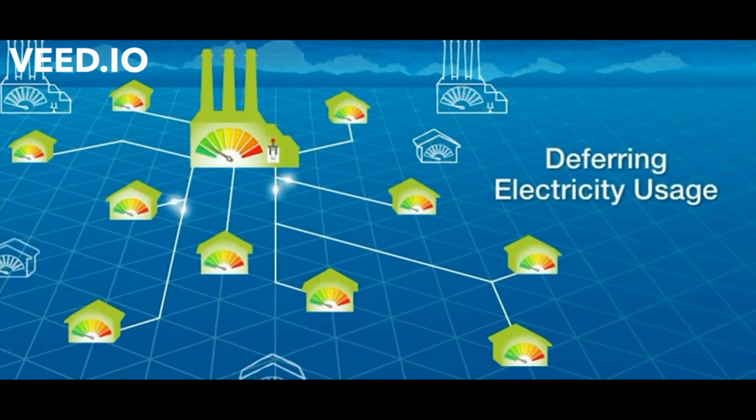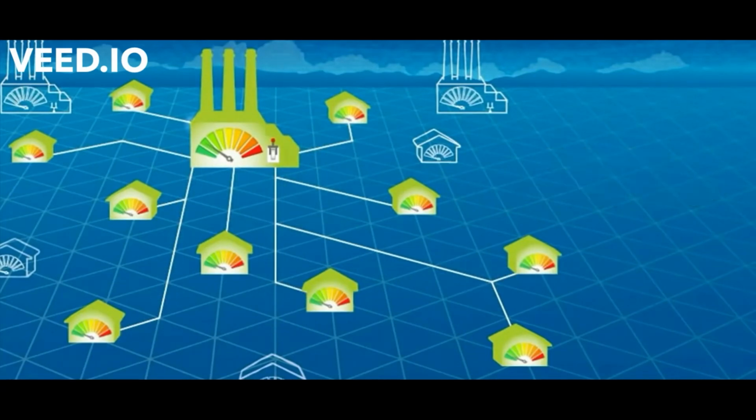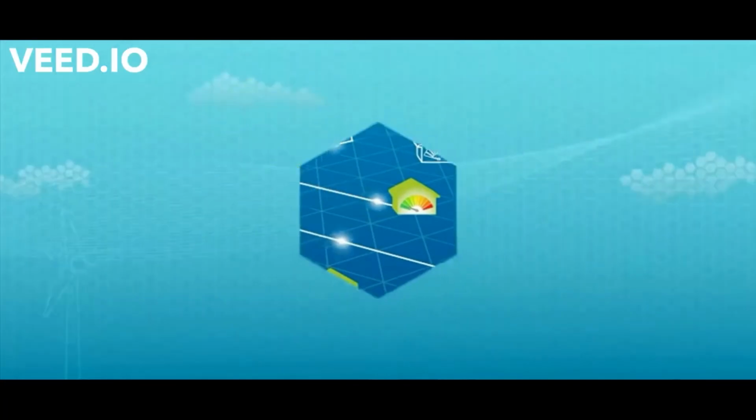By deferring electricity usage away from peak hours and having appliances and devices run at other times, electricity production is more evenly distributed throughout the day.